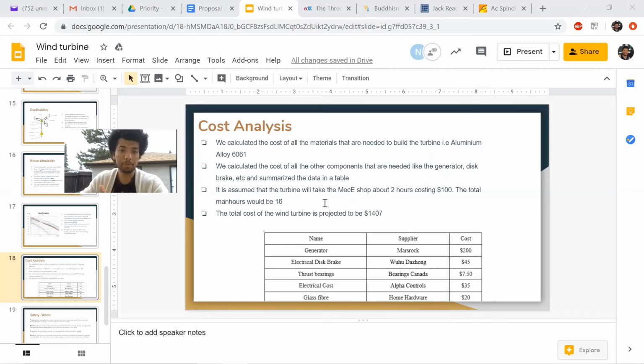There will be 4 people from our group helping. We're assuming 2 people from the mechanic shop, and then approximately maybe 2 people from the red team. And so that makes 8 people, and so then we would have 16 man hours. And when we add up all the costs, we get the total cost of the wind turbine to be 1,407, which is below 1,500. So that's a good sign.